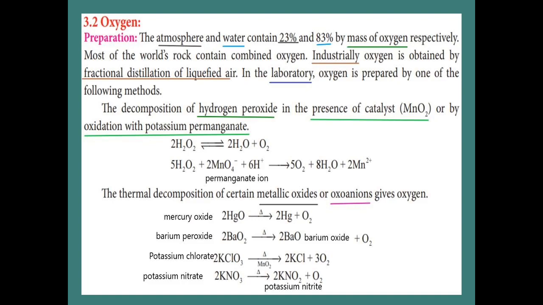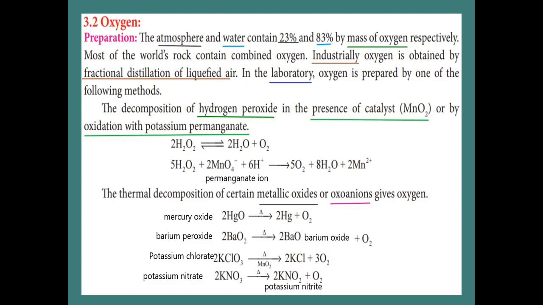Each gas has a boiling point near to the others, so we use the method of fractional distillation. Fraction by fraction we remove the gases. So at a particular temperature we can get the oxygen from this liquefied air. So what method are we using here? Fractional distillation method to prepare oxygen from liquefied air.